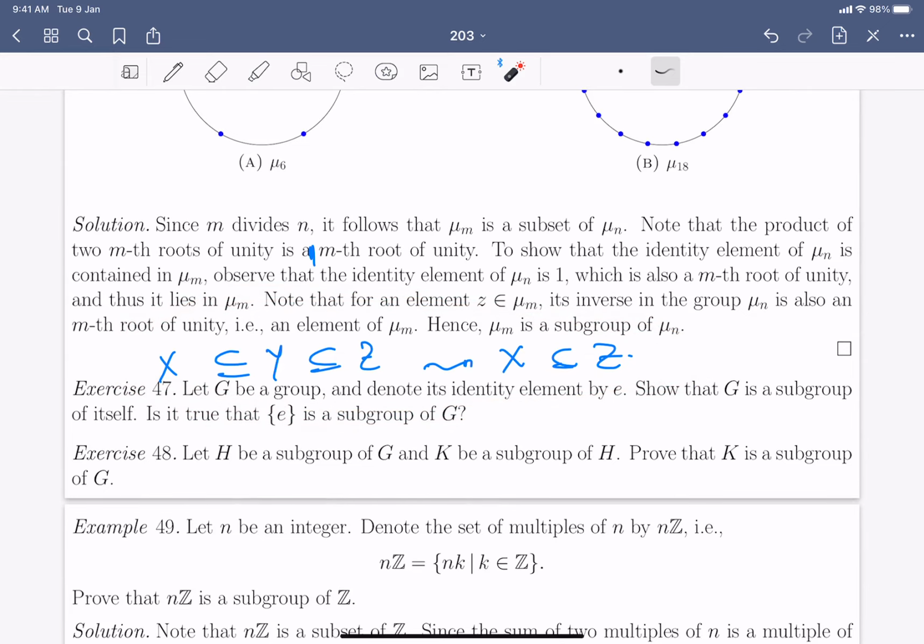I just thought of making one remark, just a remark about some notation.